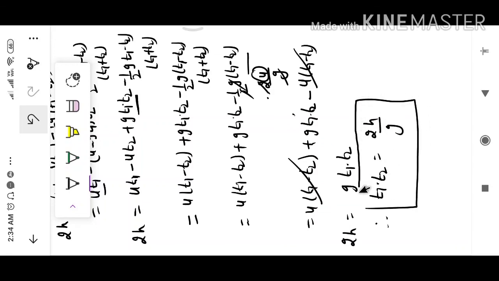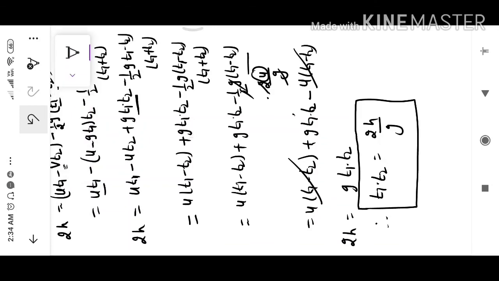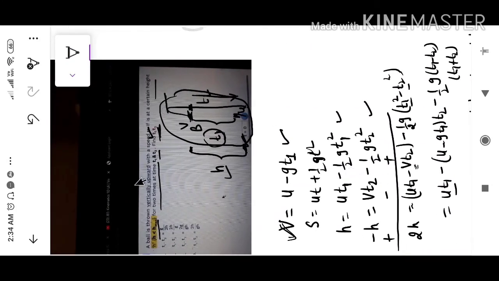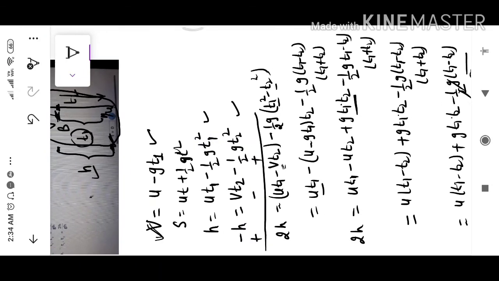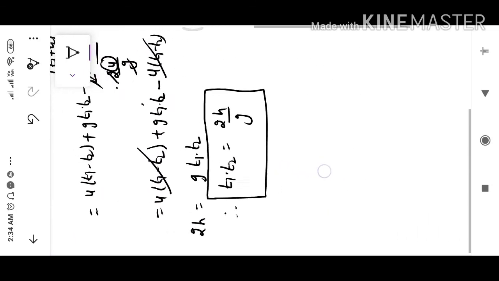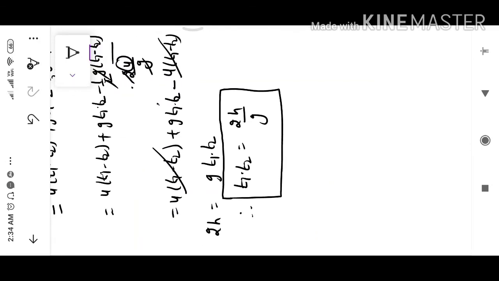So basically this question is a combination of projectile and kinematical equations. The answer is the second option, 2h by g. So this question was a combination of three topics: free fall, kinematics, and projectile motion.